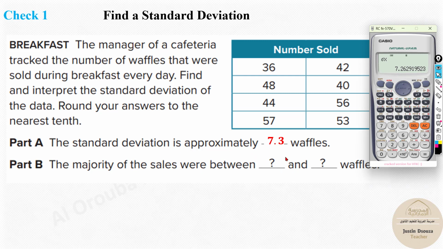The answer is 7.26. Now, where did the majority of the sales fall? What was the mean we found out? I'll go back again: shift 1, 4 and 2. Subtract the standard deviation: 47 minus 7.3 is 39.7. Add 7.3 again and it will be 54.3. All these sales were made within one standard deviation. You can see the standard deviation is a bit high, but it still tells you the variance from the mean was about 7.3.